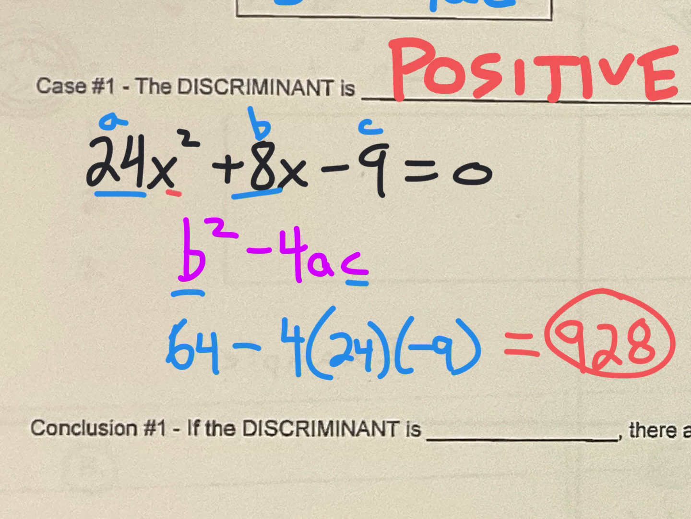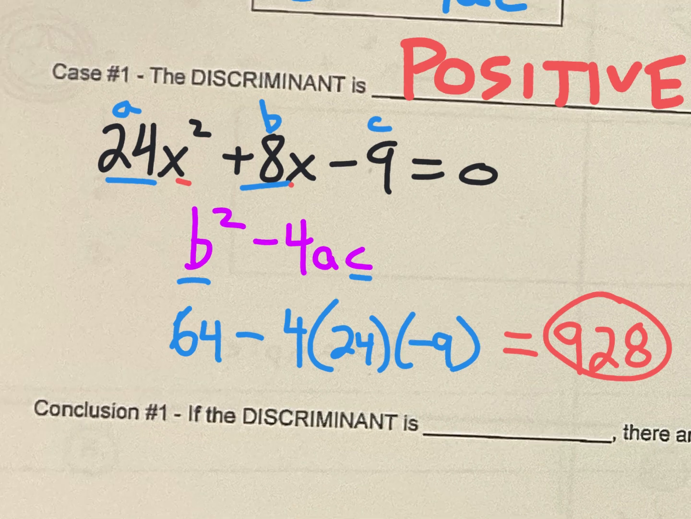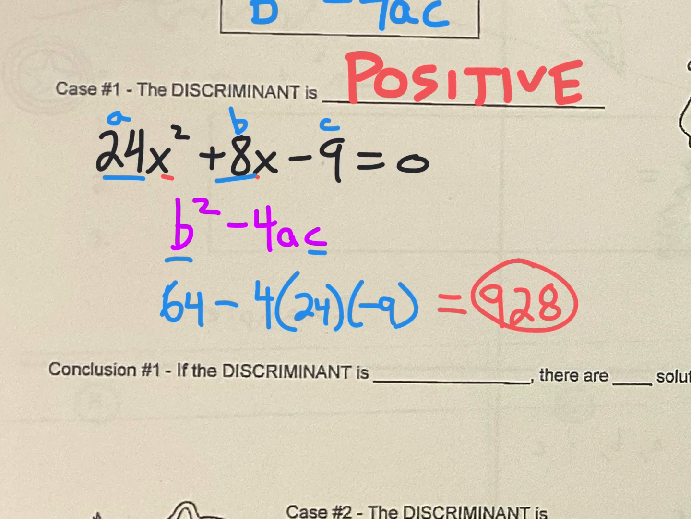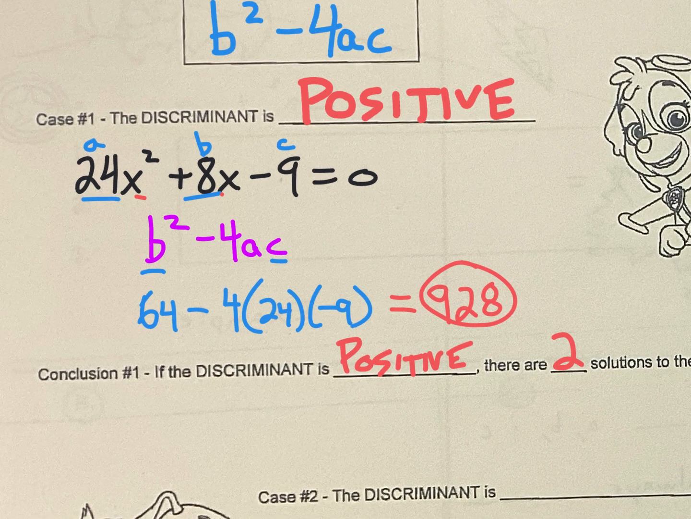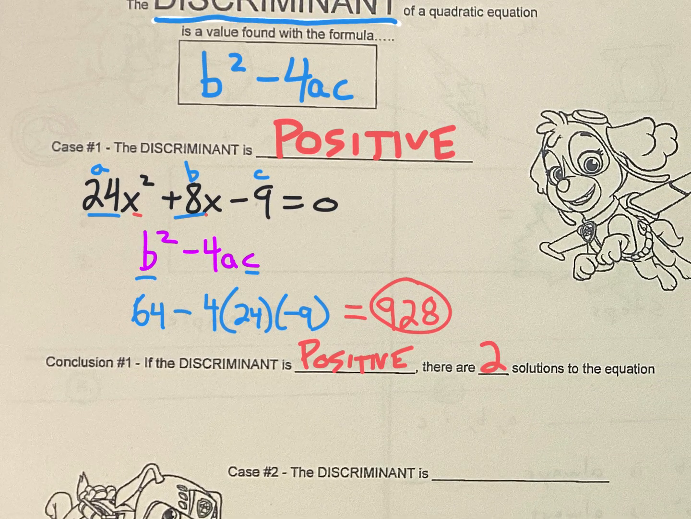Doesn't mean it solves the equation or anything. I didn't do that, but I had to find one little piece called the discriminant. It's 928. The last thing I'll write down for this, if the discriminant is positive, there are two solutions to the equation. I'll explain the why behind this at the end, but for now, just be aware that if I get a positive number here, that means that there are two answers to the equation.